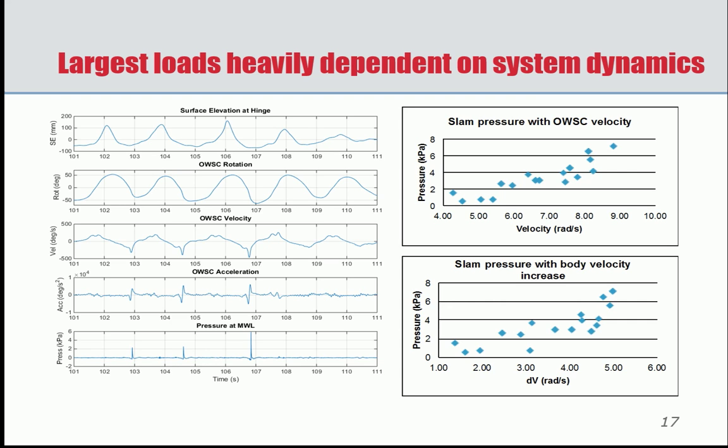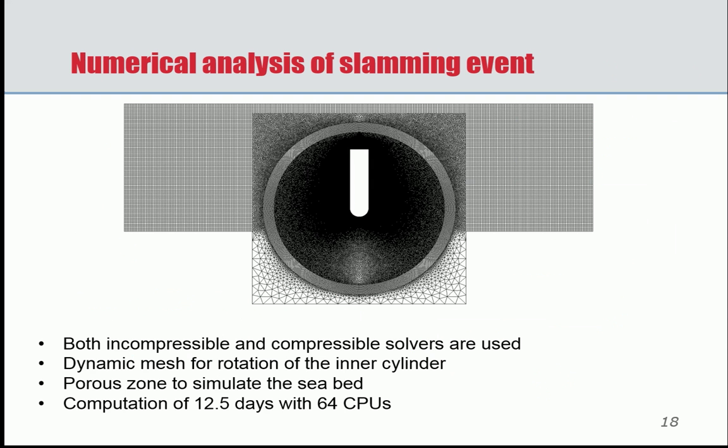So the last piece of work I'll very quickly then talk about is we've done something very similar numerically. So we've built a mesh here which is highly resolved, and it's also a sliding mesh. It has a dynamic mesh for the rotation of the inner cylinder, and the crux of this part of the work now is a comparison between a compressible flow solver and an incompressible flow solver. So these are some very heavy computations, 12.5 days on 64 CPUs.